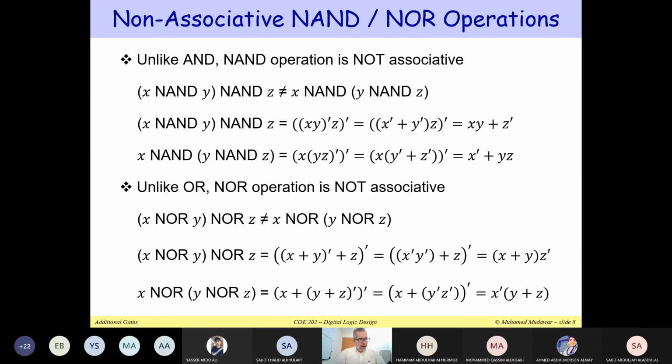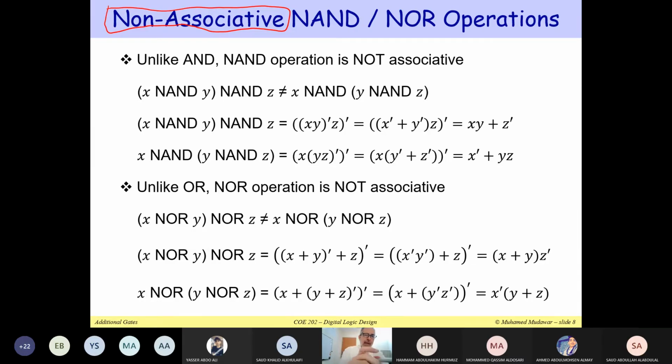Now, one thing you should know about NAND and NOR is that these two operations are not associative. So these are non-associative operations. Remember the AND and the OR in the case of Boolean algebra? We know that AND is associative. We also know that OR is associative. But in the case of NAND and NOR, they are not associative. So you have to be very careful about them.